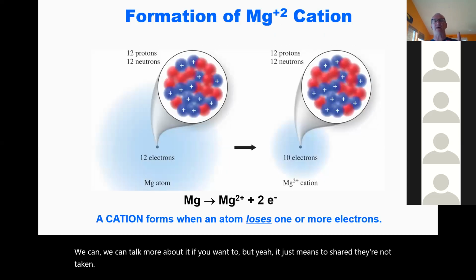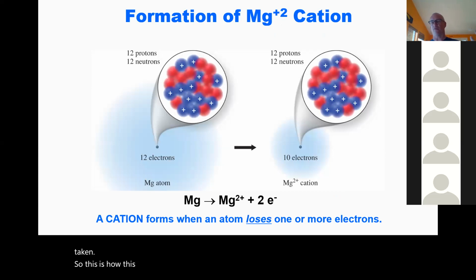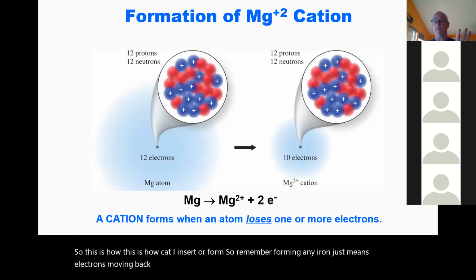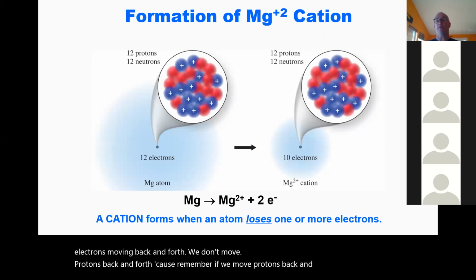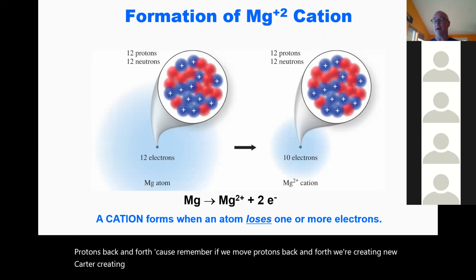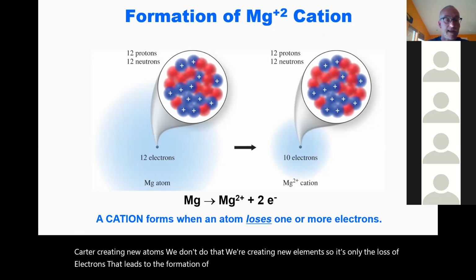So this is how cations are formed. Remember, forming any ion just means electrons moving back and forth. We don't move protons back and forth, because if we move protons back and forth, we're creating new atoms. We don't do that. We're creating new elements. So it's only the loss of electrons that leads to the formation of a positive ion.